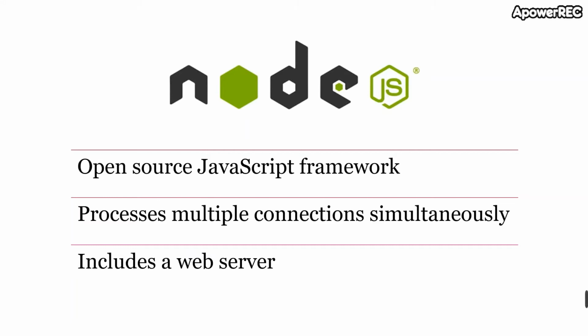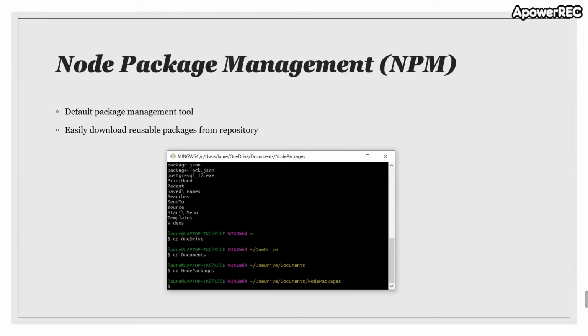Now we'll look at several things that developers can do with Node, as well as how other pieces in the MEAN stack interact with it. One of the most helpful things I found about Node was Node Package Management. NPM is the default package management tool that is available once you download Node. It allows you to really easily download packages from a repository, and these packages are just JavaScript libraries that you can use in your project.